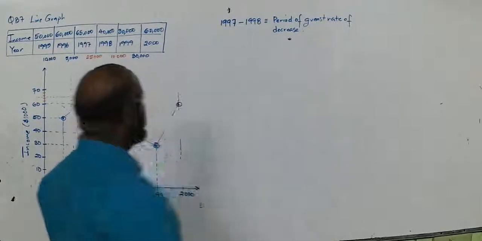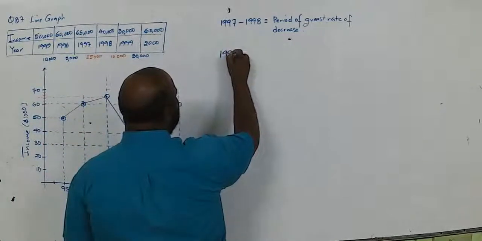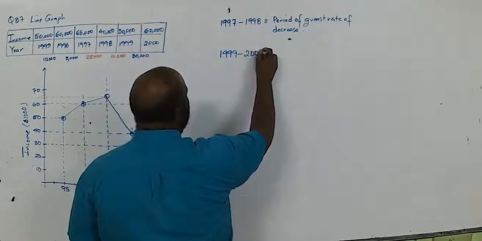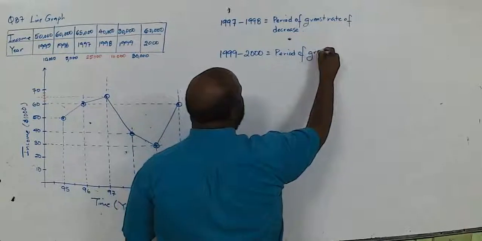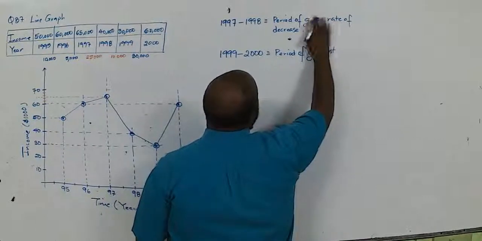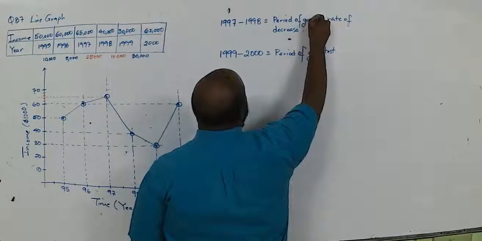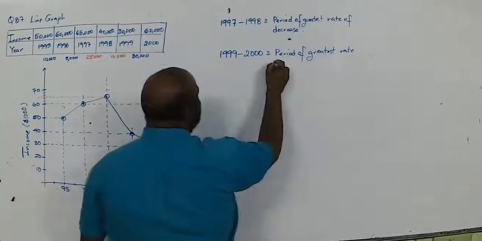What did they ask you for next? State the period during which the income showed the greatest rate of increase. When was it the greatest? 97? No, sir. 99 and 2000. So 99 to 2000. This is the period of greatest rate of increase.